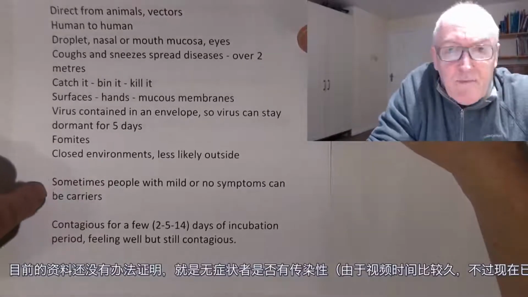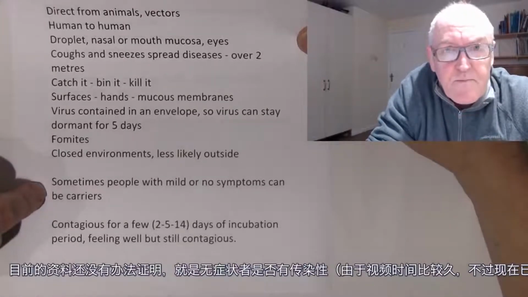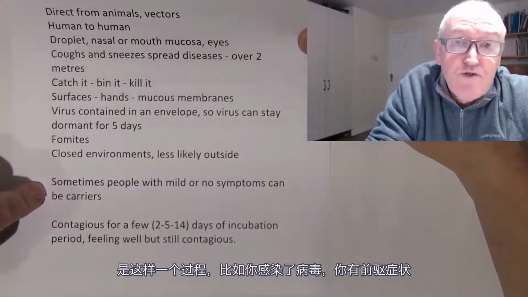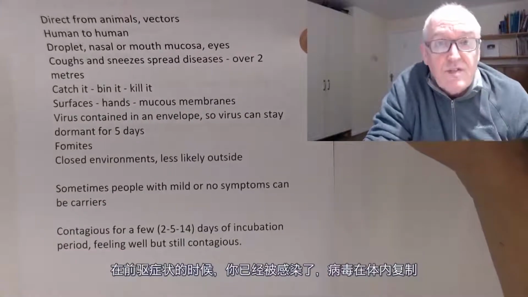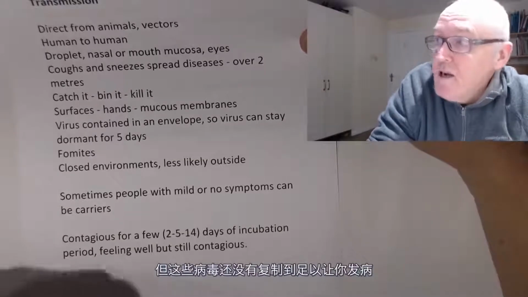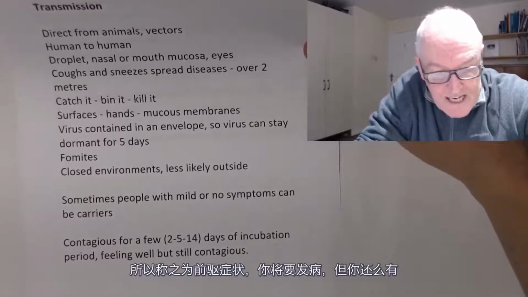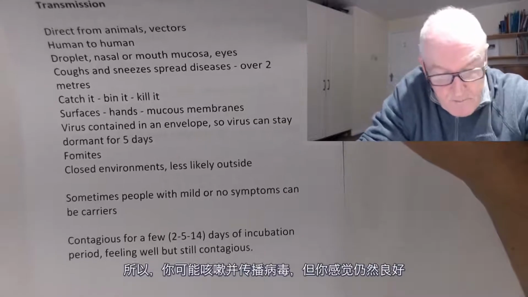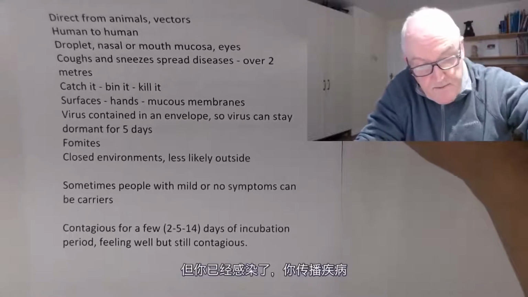Now, what's not quite known about this virus yet, but I suspect it's going to be the case, is that people without symptoms can spread it. So what happens is you catch the virus, you then have a prodromal period. In the prodromal period, you've got the virus, you're infectious, the virus is multiplying, but it hasn't multiplied enough to make you sick. So you're going to get sick, but you're not yet sick. So you can be coughing and shedding the virus and still feel fine. But you're infectious. You're spreading the disease.